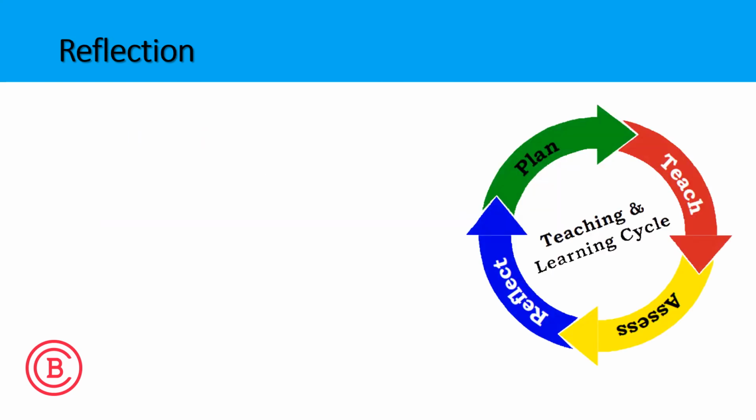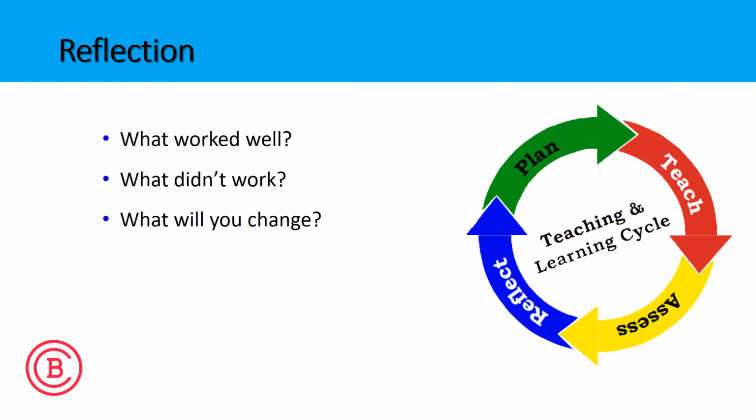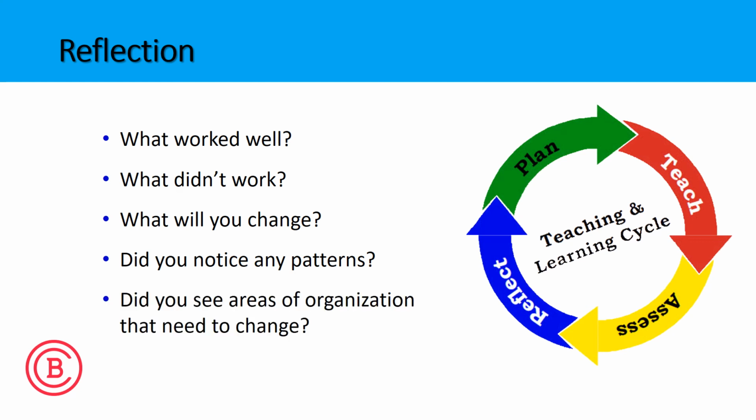Here are a few questions to keep in mind as you reflect on your engagement plan. What worked well each class session? What didn't work? What will you change going forward the next time you teach this course? Did you notice any patterns as you look through your materials from last semester? Did you see any major areas of organization that you need to change going forward? Keeping these questions in mind as you reflect will improve your effectiveness in the classroom.